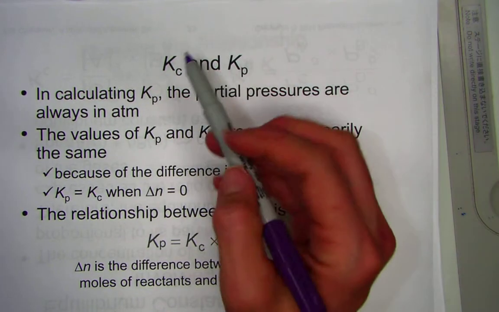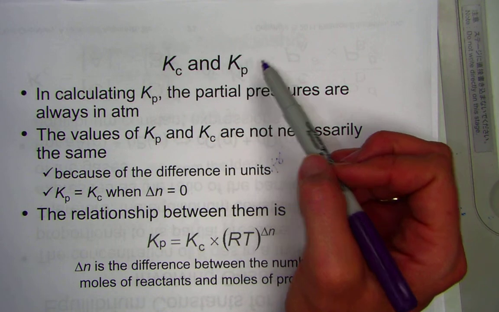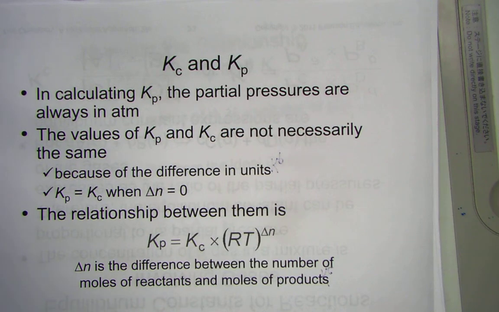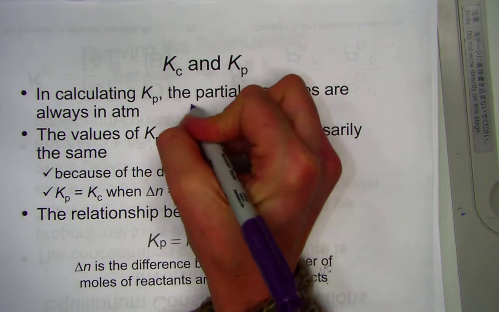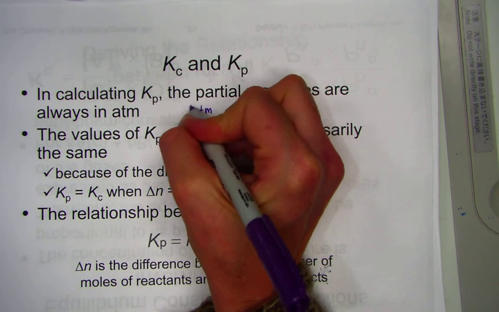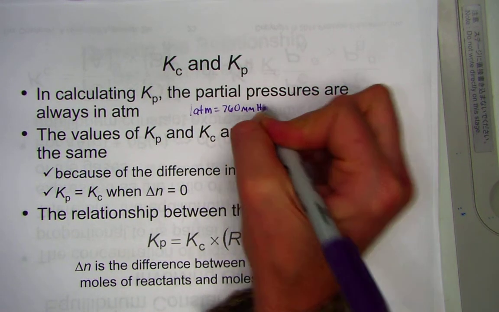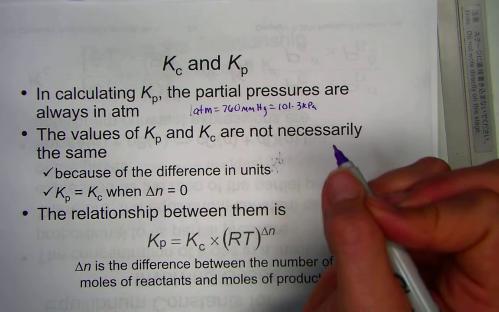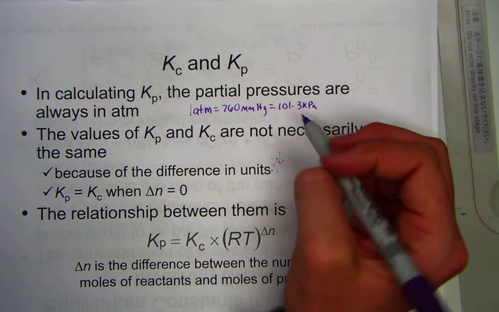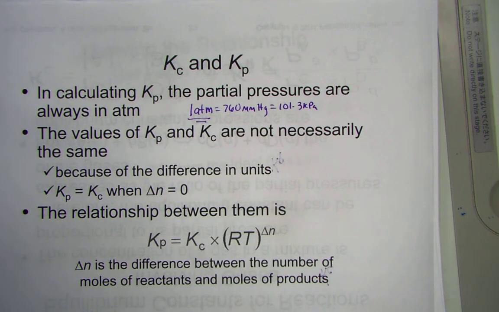Kc, concentration in molarity. Kp, partial pressures, typically in atmospheres. If we're calculating Kp, the partial pressures are always atmospheres, atm. Standard pressure is 1 atmosphere, 760 torr, which is millimeters mercury, and 101.3 kilopascals on the metric standard international system. One atmosphere is standard pressure.